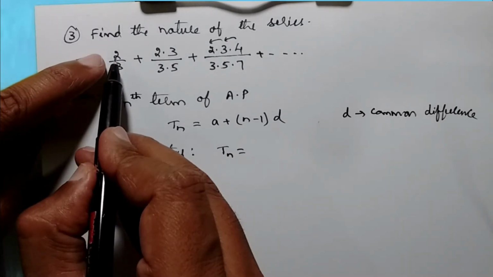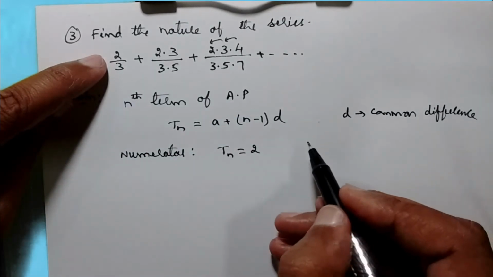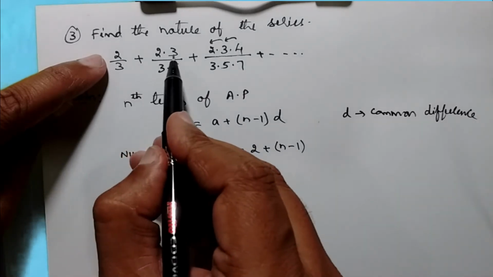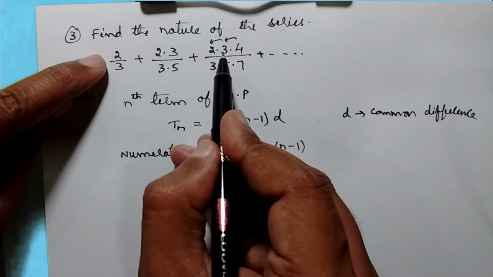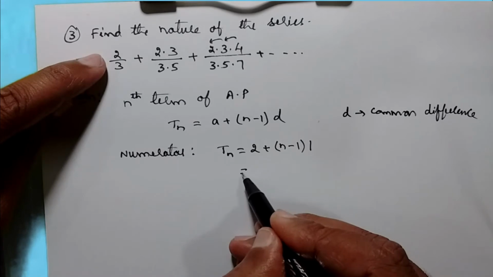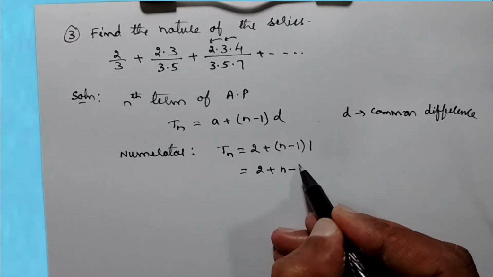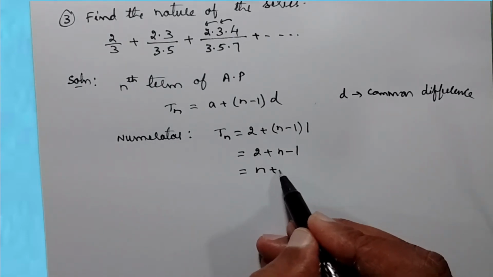The series starting from here, 2 into 3. So the initial term over here is 2, a value is 2, plus n minus 1 into d. What is the common difference? You can see 3 minus 2 is 1, 4 minus 3 is 1. So in that way the d value will be 1. So therefore we'll be getting 2 plus n minus 1 into 1, which will be n minus 1. So 2 minus 1 will be 1.